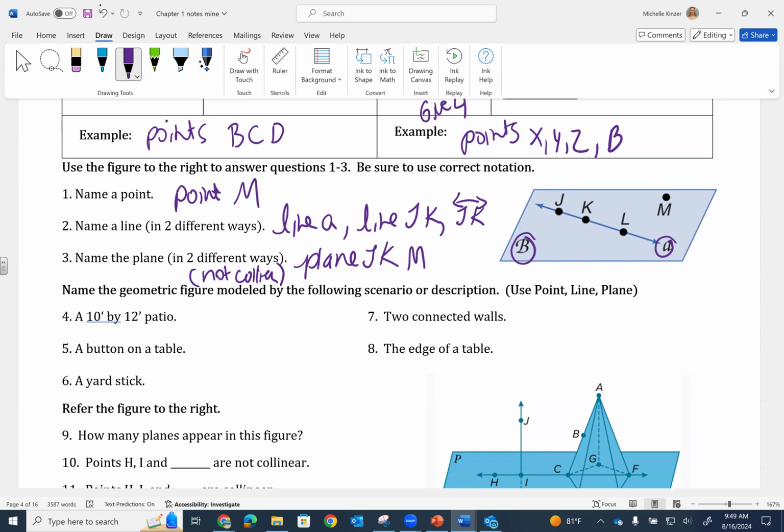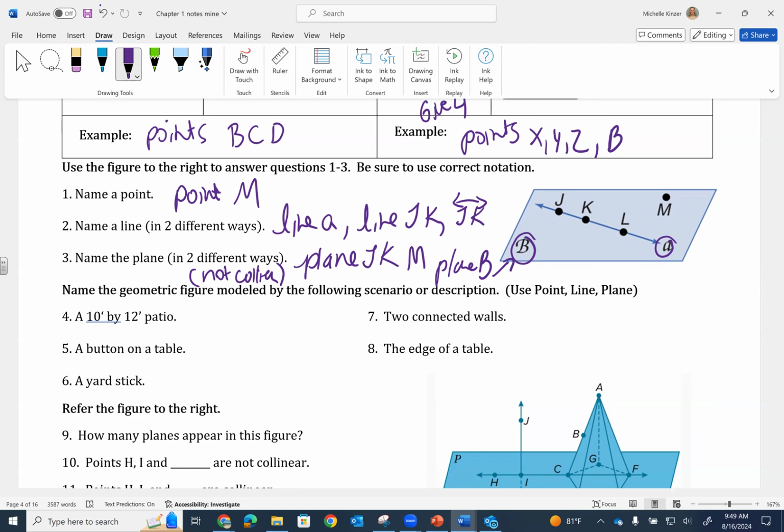You want to be specific and be like, I want that specific blue plane that's drawn right here on this paper. Okay, so you can do that. Any 3 points that are not collinear on that plane, or you could call it by its nickname, plane B. Okay, because it has a nickname, like an artist signed a picture.